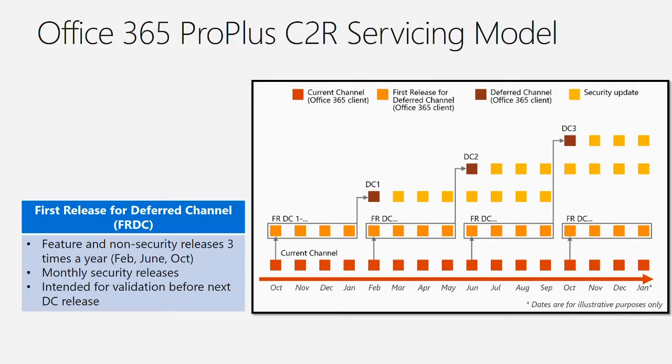So the other channel that we do have is what's called first release deferred channel. In this pictorial, it's this orange one with the little box around it. So we'll talk a little bit about this one. This one is probably the one that gets people the most confused. So what we have is we have current channel, all the features get released. We have deferred channel, you get that 3 times a year. We have what's called FRDC, or first release deferred channel. Think of this as a validation build, right?